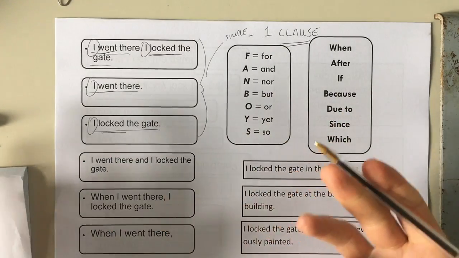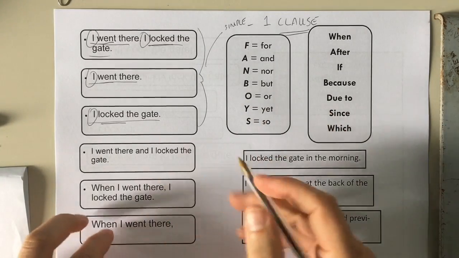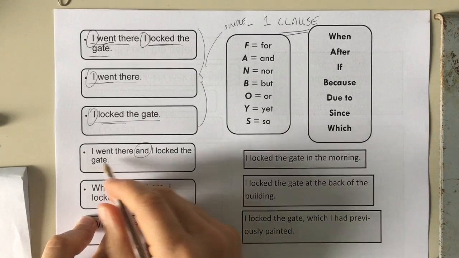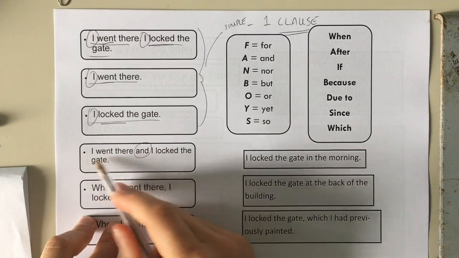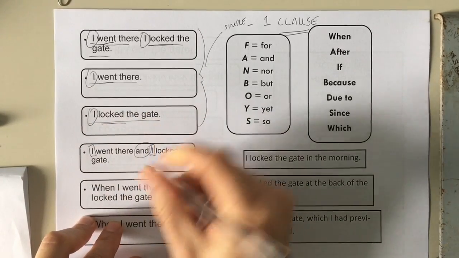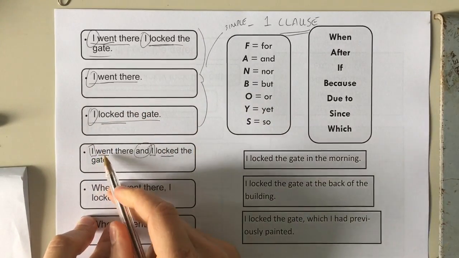The compound sentence is pretty easy, really. The compound sentence is when you have 2 of those and you put what we call a coordinating conjunction in the middle. So if we have a look at this sentence here, I went there and I locked the gate. So you notice we've got that and we've got that. So we've got 2 subjects, and we've got that and we've got that. And we've got 2 verbs.